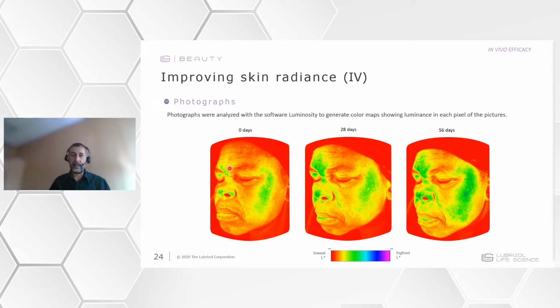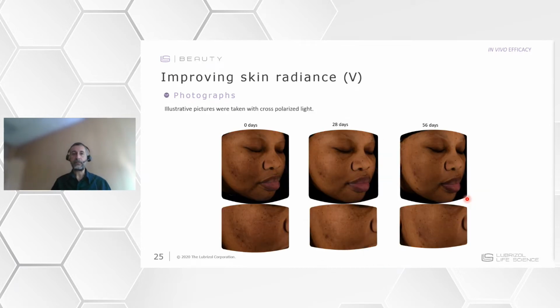So you can see here in 28 days, there are some areas that, for example, in the front, the redness is reduced, and in that part we can observe more green and yellow, also the same in the nose. And this is even easier to see after 56 days. We can even observe some blues in the cheek that is demonstrating the higher luminance of these pictures.